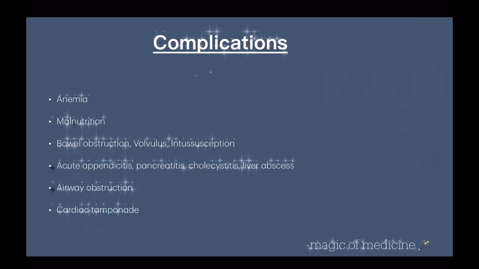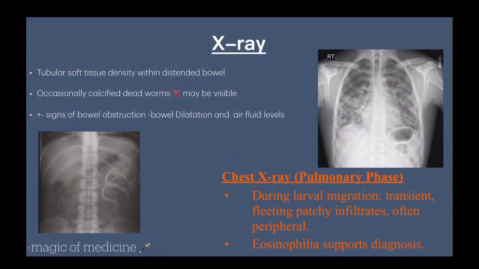Now coming to the main part, which is radiological aspect. So on X-ray, remember there are two phases of Ascariasis in human. First is larval migration phase and second one is intestinal phase. So first coming to the larval migration phase. In this, the chest X-ray shows transient fleeting patchy infiltrates which are most often peripheral, and in blood investigation eosinophilia will support our diagnosis of Loeffler syndrome.